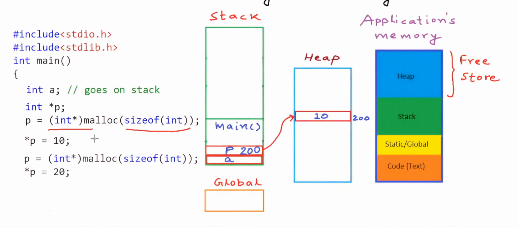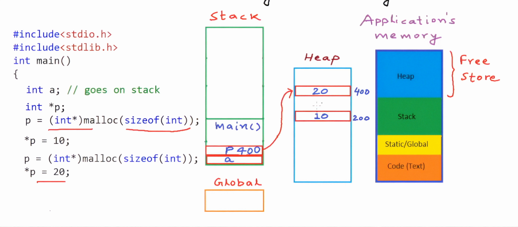After writing 10 in this particular block, I will go ahead and make one more call to malloc. When I make one more call to malloc, one more block of 4 bytes is allocated on the heap. Let us say the address is 400 for this block. Now the address that is returned by this second call to malloc, we store this address in the variable p. So what happens is that p is now pointing to the address 400. The next line writes 20 at this address. We allocated one more block and we modified the address in p to point to this block. The previous block will still sit in the heap.